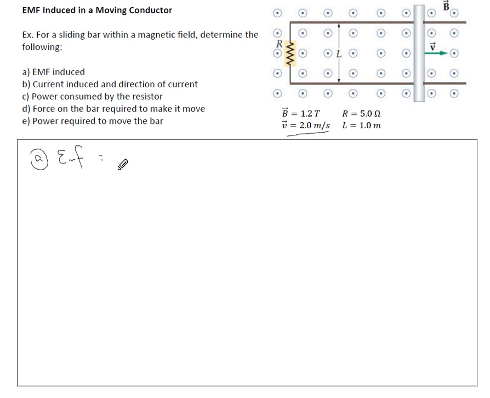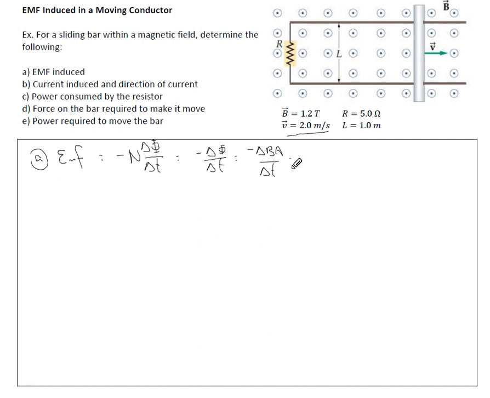So we saw that EMF is negative N delta flux over delta T. For this one, though, the N is only a single loop. So that's just going to be 1. So we don't even need that. So you just get negative delta flux over delta T. And we saw previously that the equation for flux is just B times the area.